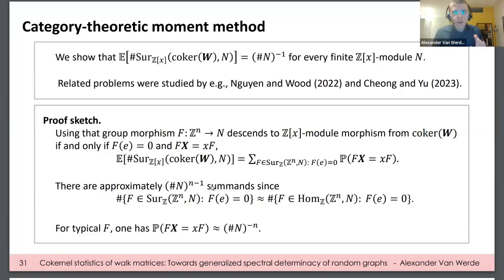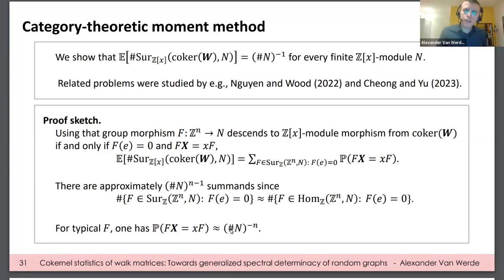On the other hand, for a typical summoned f, one can also see that the probability that fx is equal to fxf should be of the order of the size of n to the power minus n. The reason for this is also not too difficult to understand. You can simply look at each basis vector. For each basis vector of Zn, this commutation relation has to hold. So that gives you n independent constraints. Each of these will decrease the probability by one factor, so you get a power n.